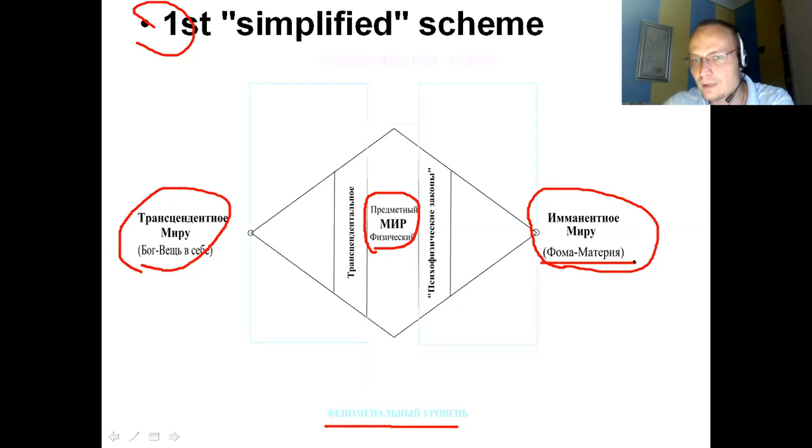For example, the Indic notion of form and matter. And here, the notion of transcendental things. For example, the transcendental subject, if we talk about the theory of Kant. And here are the psychophysical laws of which David Chalmers speaks. Okay, here is the ontological sphere.